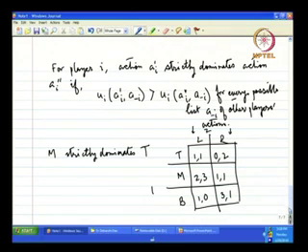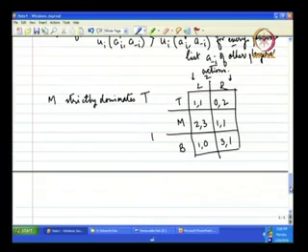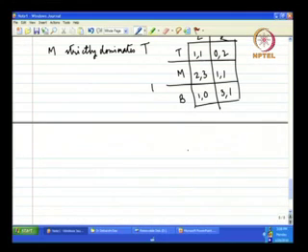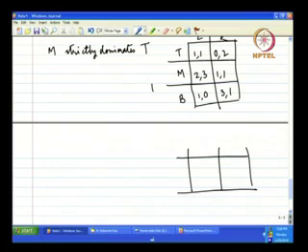For example, if you remember the games that we have discussed before, take the case of battle of sexes. In battle of sexes, there is no strictly dominated action. This was the structure.